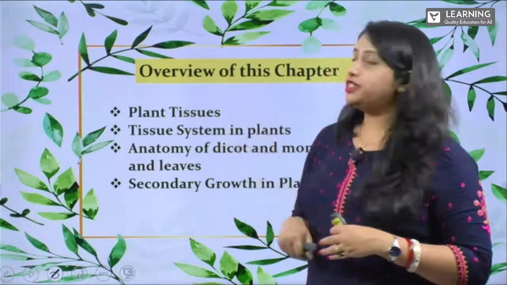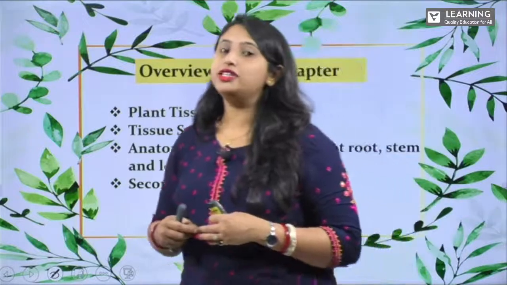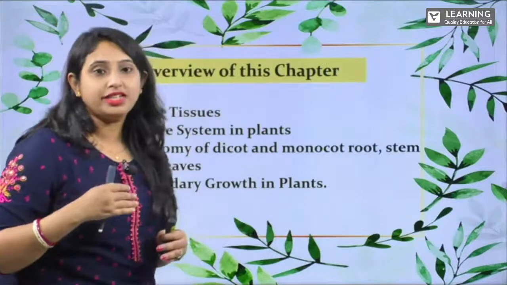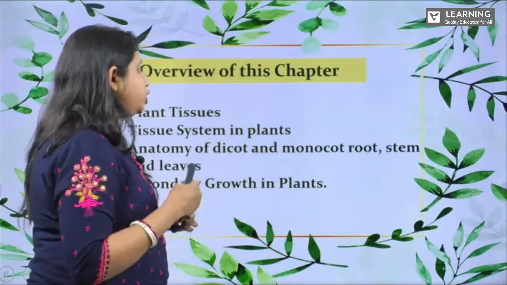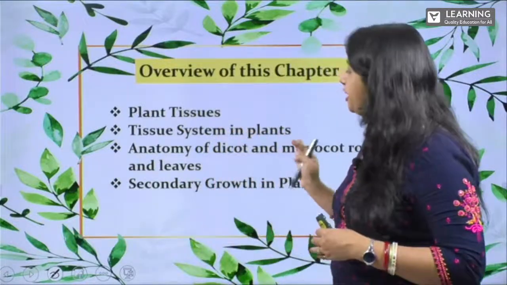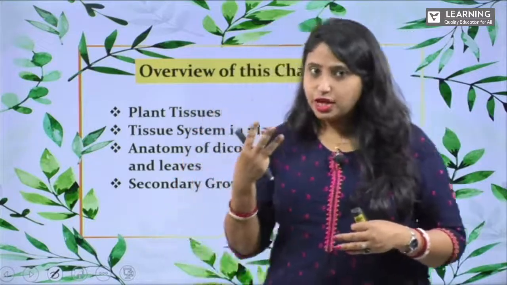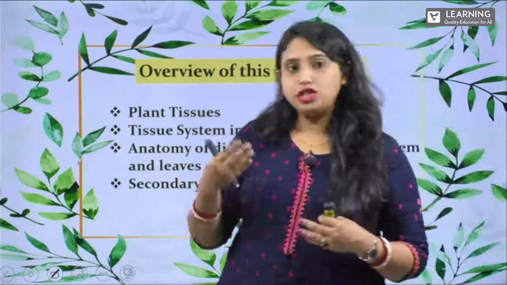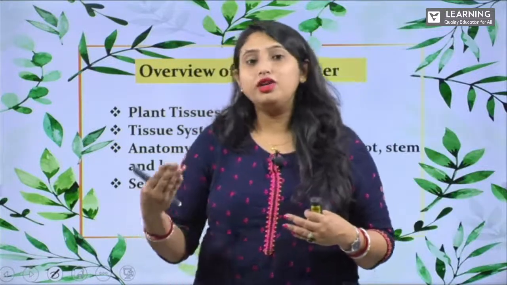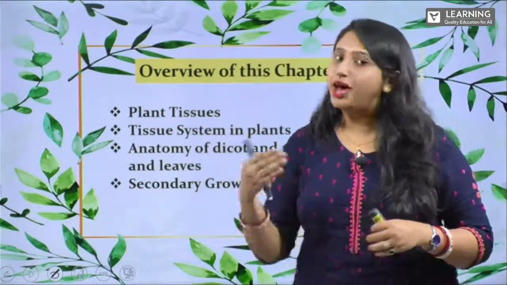Under this lesson, you will be learning about the plant tissue. In the plants there are different types of tissue, mainly the two basic tissues: the meristematic tissue and the permanent tissue. Next, you are going to learn about the tissue systems in the plants. In plants there are again 3 types of tissue systems: the epidermal tissue system, the ground tissue system, and the third one, the vascular tissue system, under which you will be learning about the xylem and the phloem.